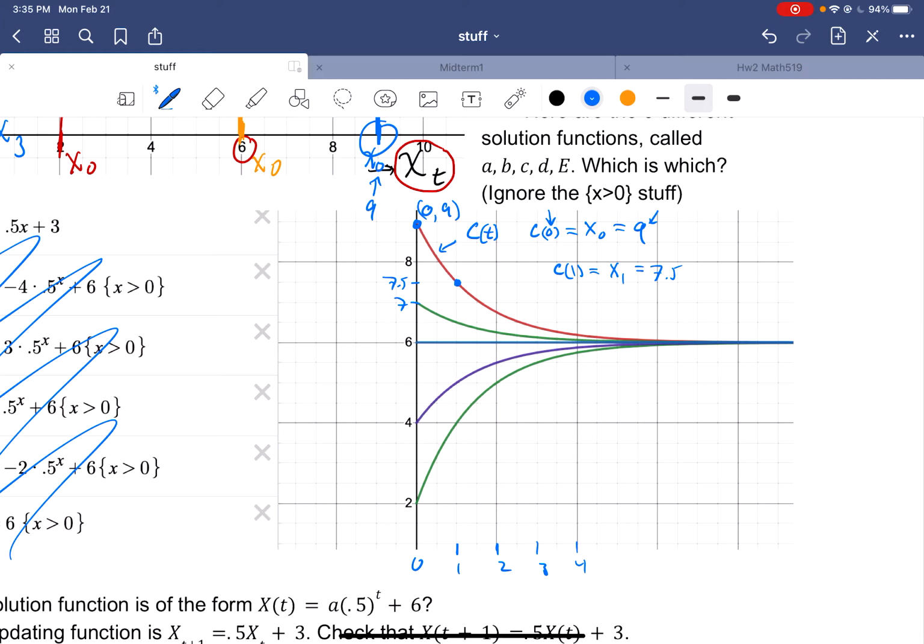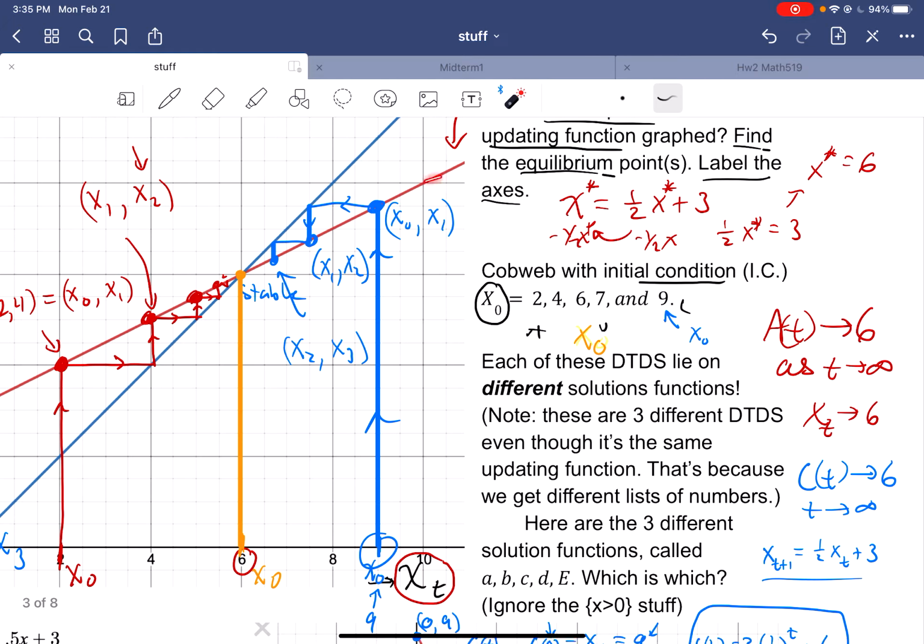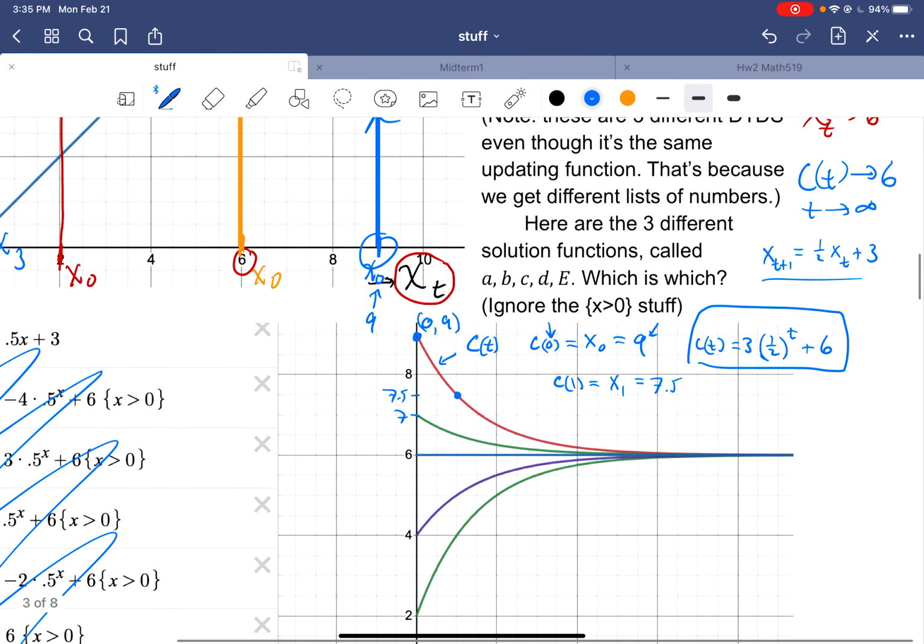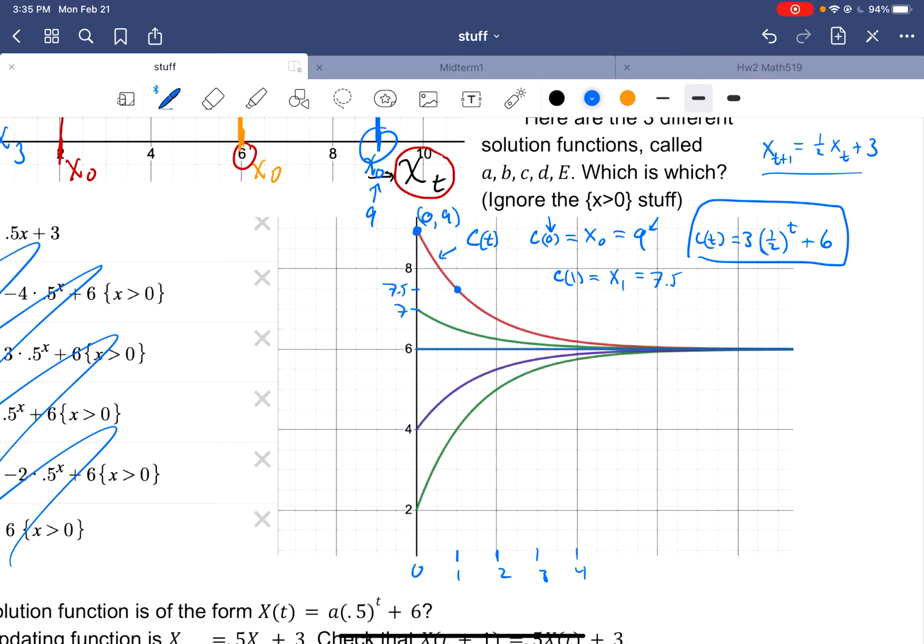And if you continue to check, let me give you the equation for C of t. C of t is, I want to say 4 times 1/2 to the t plus, no, that better be a 3. Okay, 3 times 1/2 to the t plus 6. So here is my solution function. It looks very different than my updating function, which said x sub t plus 1 is equal to 1/2 x sub t plus 3. This is this straight line up here from before.